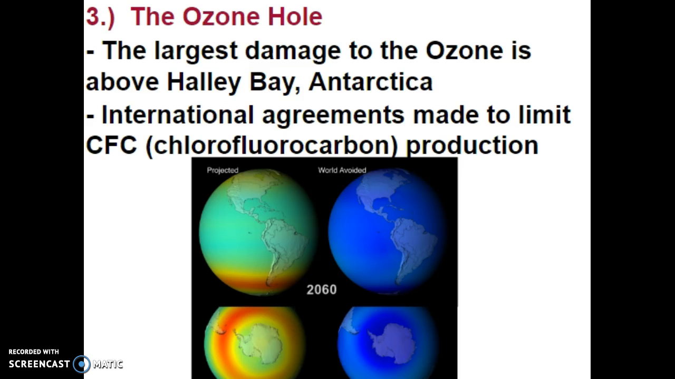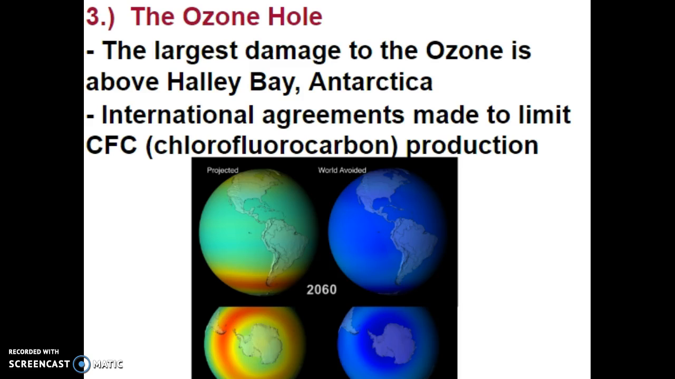We've talked about the ozone layer. Remember, the ozone layer is in the upper parts of the stratosphere, and it acts kind of like the Earth's natural sunscreen. It helps protect us from the ultraviolet radiation that the sun puts out.